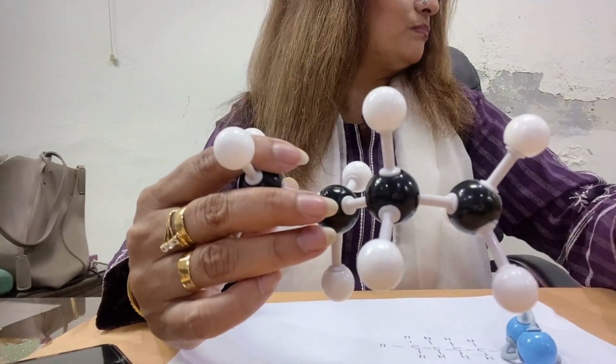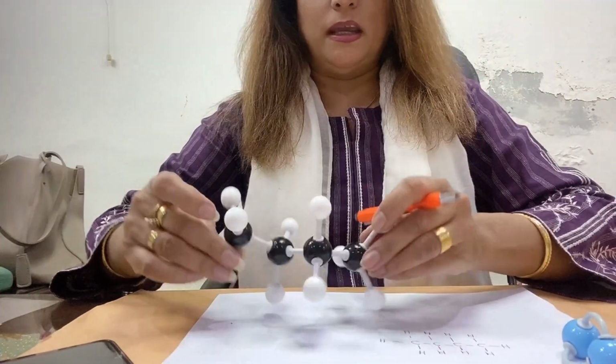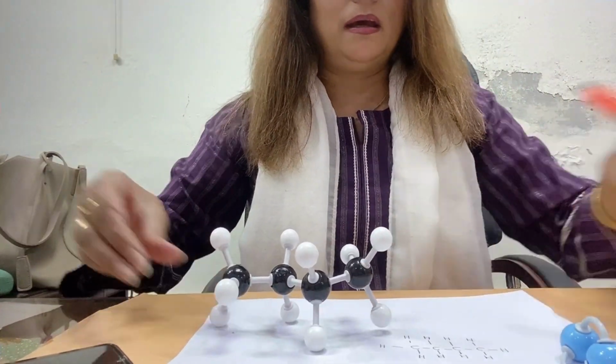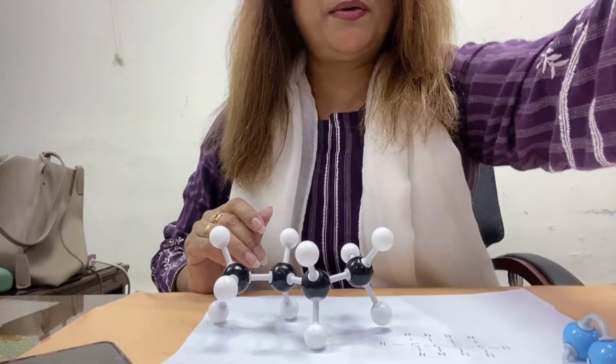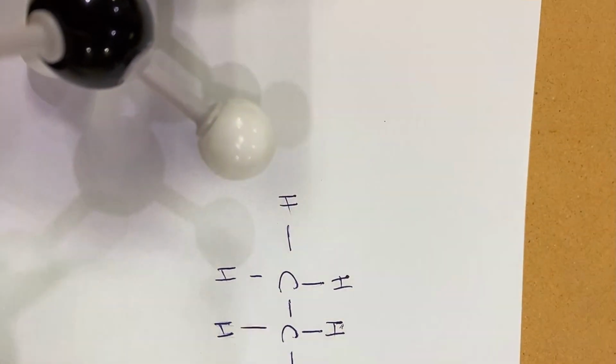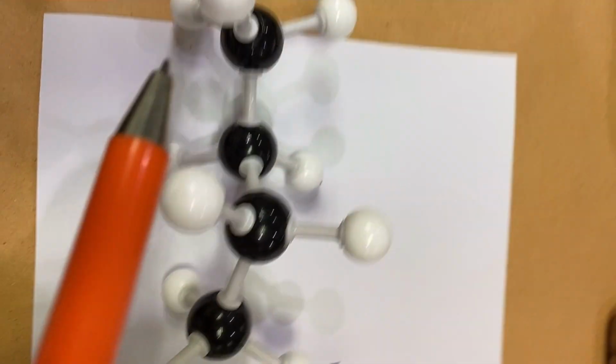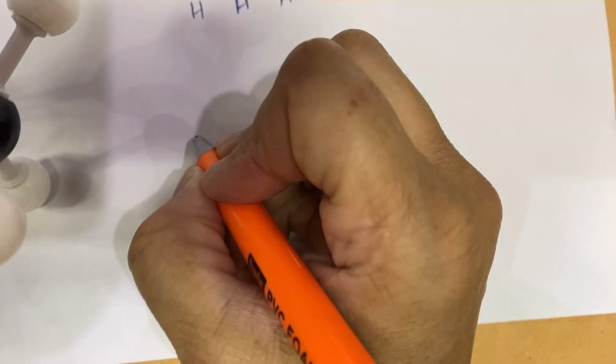So this is simply a butane molecule. Let me show you how it looks. Now I can make a zigzag structure for this butane molecule, and how am I going to make that? Let's see. It could be like that.